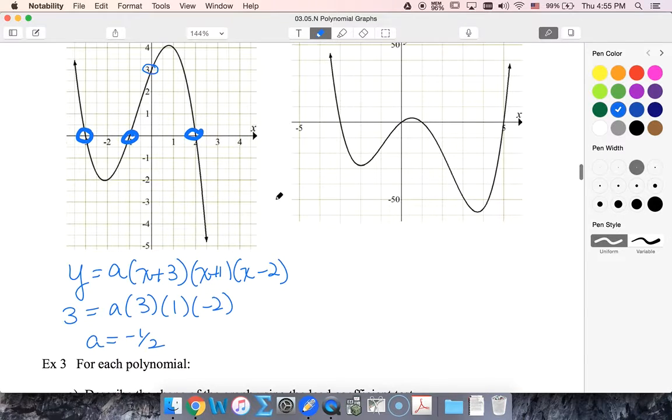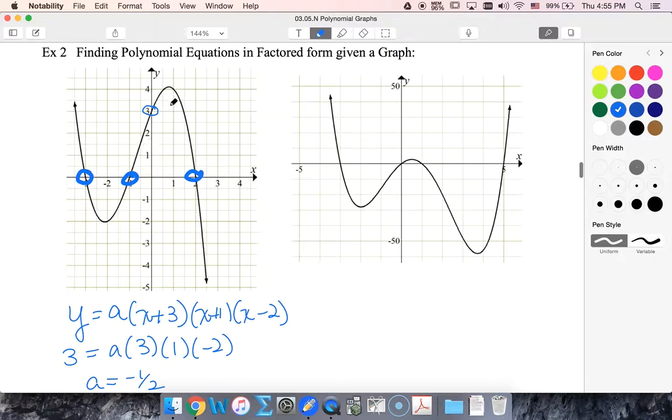And coming back to look at the picture, having a negative a value makes sense because I go from starting positive and ending negative. So in the end, my equation is going to be y = -1/2(x + 3)(x + 1)(x - 2).